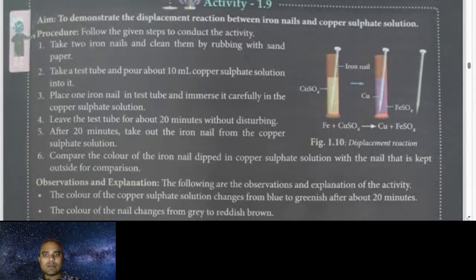Here you come to the displacement reaction activity they have given, student. Here is copper sulfate. You are adding an iron nail, a silver-colored iron nail. This is the iron nail. Then the color of copper sulfate, blue, is converting into a lighter color, student, and the nail is going to be corroded.